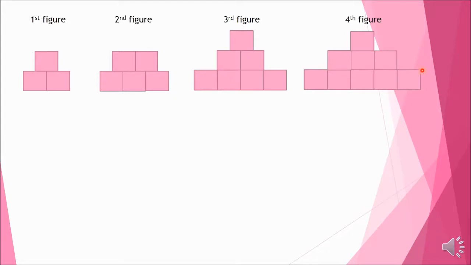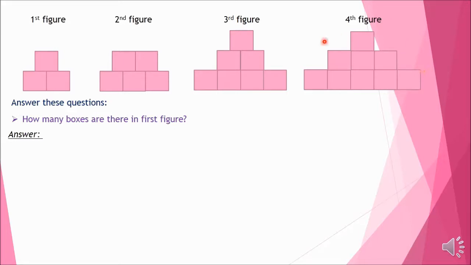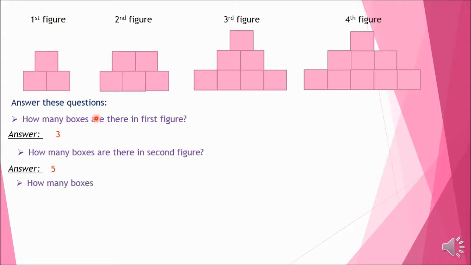Now let's see a few questions. You will see a few questions and you have to answer those questions. Now see the first question: how many boxes are there in the first figure? We can easily count, and there are 3 boxes. Next question: how many boxes are in the second figure? There are 5 boxes. We can count the square boxes. We're trying to learn what sequence actually is.